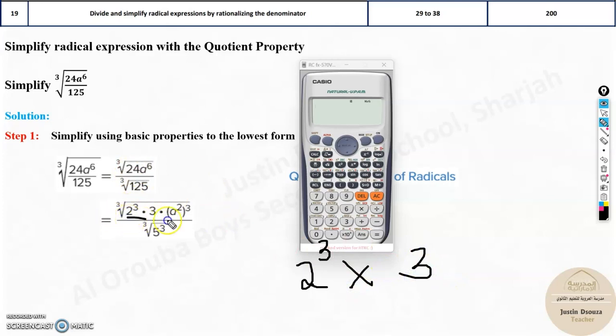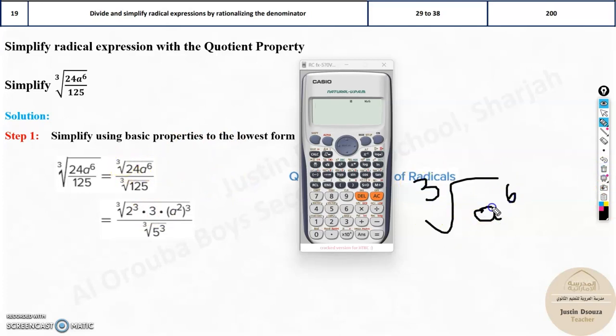Those are the factors over here. And then what about this? Now basically this radical a to the power 6 can be split as, you don't need to, just remove this. It is 6 divided by 3, that is a to the power 2. So you can write it directly, it's up to you. This is the technical way, but you can write it directly, it's no problem at all.